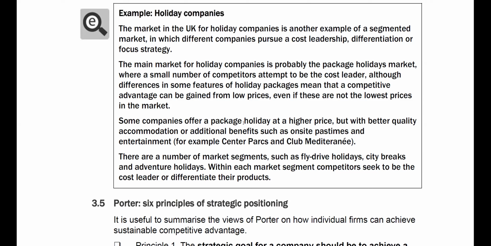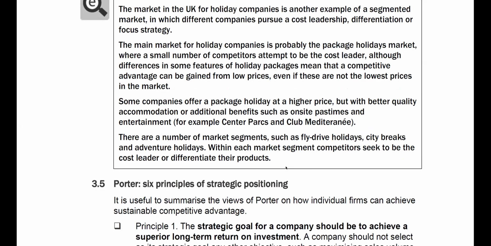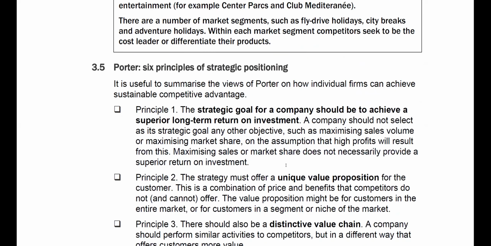Some companies offer a package holiday at a higher price, but with better quality, accommodation, or additional benefits, such as on-site pastimes and entertainment. For example, Center Parcs and Club Mediterranean, right? There are a number of market segments such as fly-drive holidays, city breaks, and adventure holidays. Within each market segment, competitors seek to be the cost leader or differentiate their products. Okay, so it's up to you to decide which one of them, or some people do all of them concurrently.